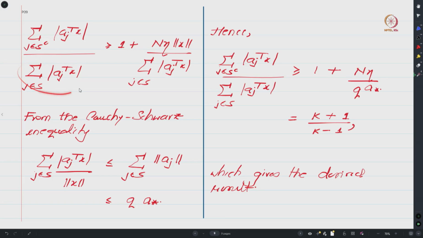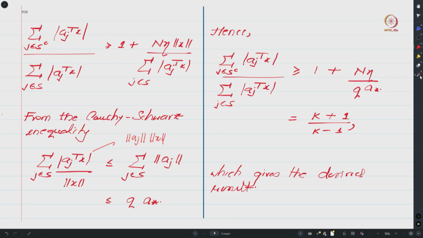And also I would like to highlight that I can actually divide by this quantity, because in this sub case that I am considering, I have presumed that this expression over here is not 0 and hence is strictly positive, right. Now from the Cauchy-Schwarz inequality we know that this expression, if I divide it by norm x, is upper bounded by norm of aj by norm of x.